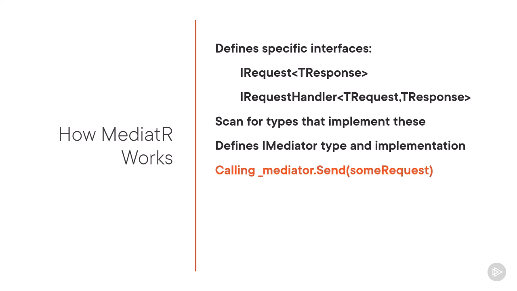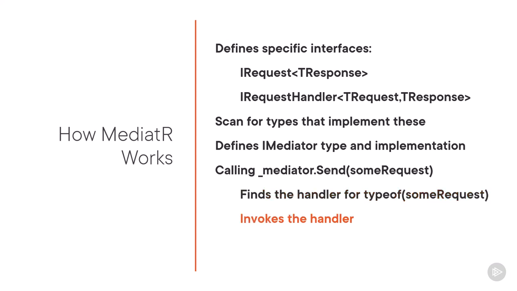Using that instance, it can call Send to send an instance of IRequest of T to Mediator, which in turn will find a handler for that type. It will then create the handler and invoke its Handle method. Once that Handle method has completed, it will return the response, which will be of type TResponse, as the result of the call to Send.